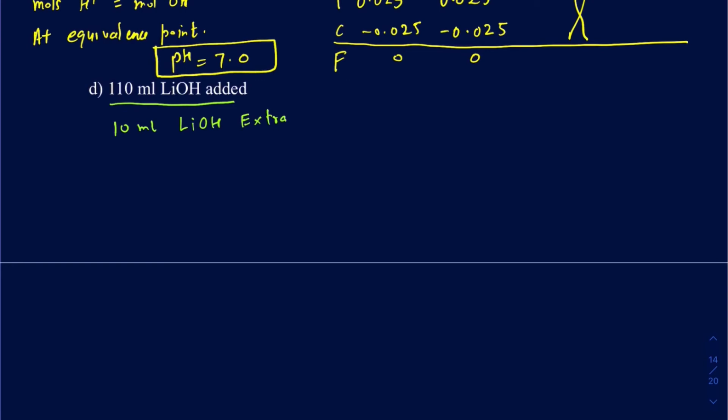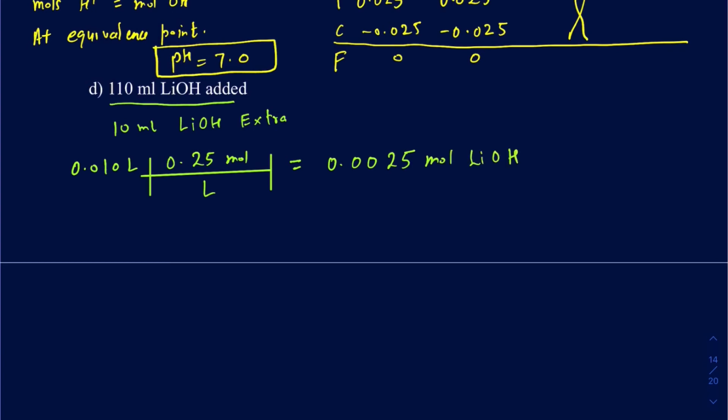So figure out how many moles of LiOH you're going to have. So I would go ahead and do 0.010 liters of LiOH, because remember to convert the milliliters to liters. And then I'm starting out with 0.25 moles divided by liters. That's the concentration of your LiOH that we are given in the beginning. So that's going to be your 0.0025 moles of LiOH.